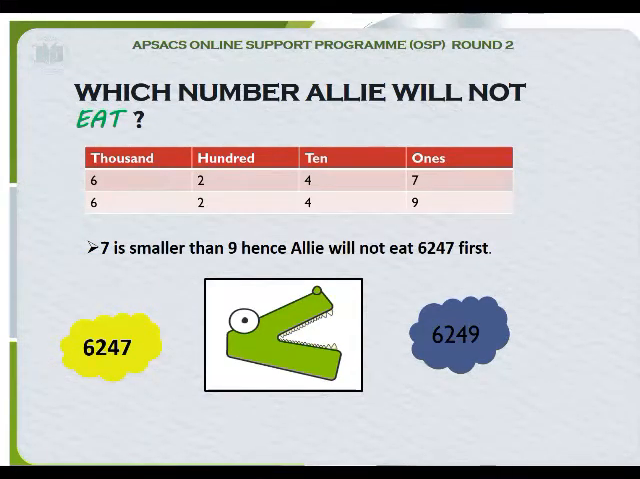But there is a difference in the ones place. As you see that in the ones place, the upper digit is 7 and the lower digit is 9. And we know that 7 is smaller than 9. So Ellie will not eat which number, students? The smaller one, 6247.